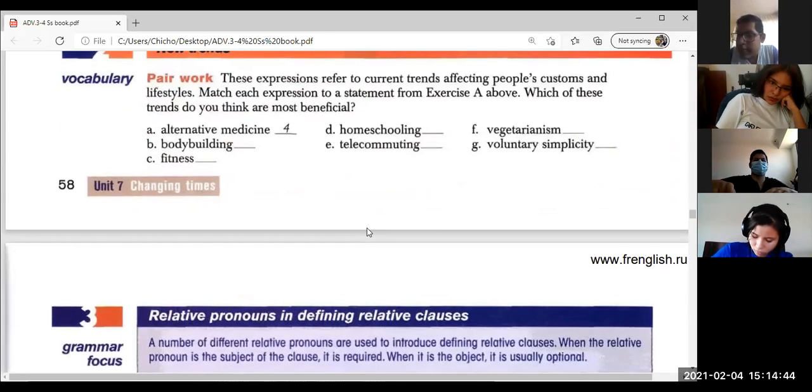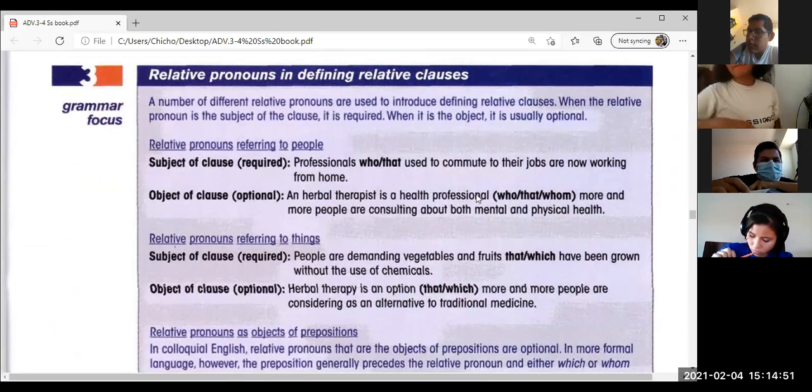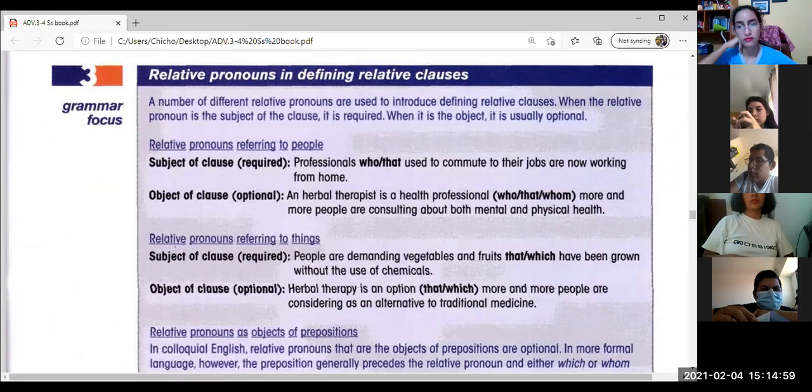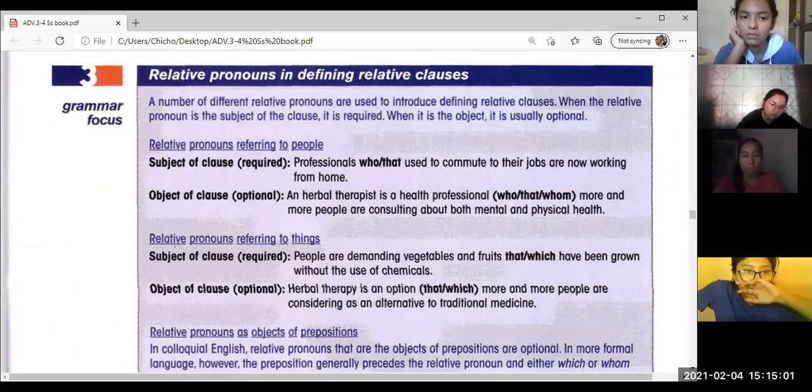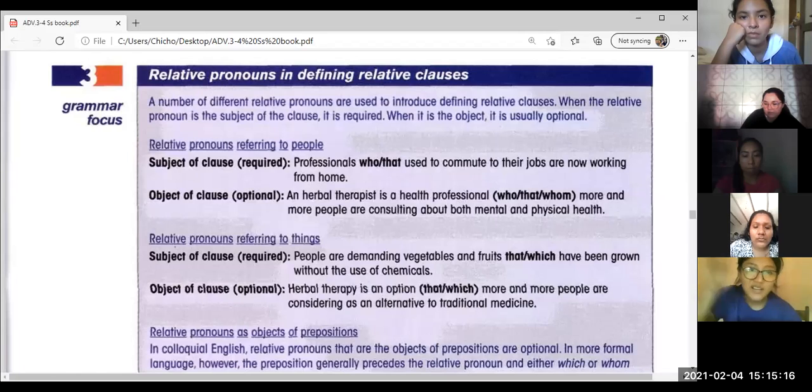We're going to check the book here. It says relative pronouns in defining relative clauses. I want you to tell me what is the difference between a defining relative clause and a non-defining relative clause. Voy a preguntar a alguien, let's see. Rosario, tell me. Defining express essential information and not defining express extra information. Very good. Yes, very good.